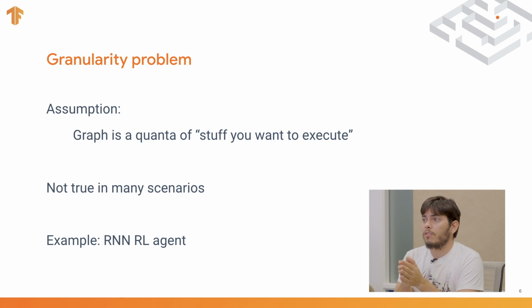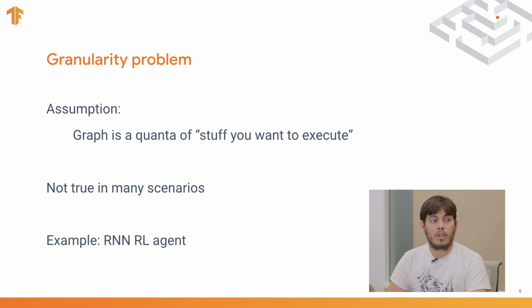The session.run thing also has a granularity problem, which is that in the way it was originally built, the graph, the stuff that you pass to session.run, is a quantum of all the stuff you want to execute. And around it is this very rigid boundary where you keep stuff in the host memory of your client program, give it to session.run, and then get results back in the host memory of your client program. So one example that I think is illustrative of why this is not ideal is if you have a reinforcement learning agent that's implemented with a recurrent neural network.